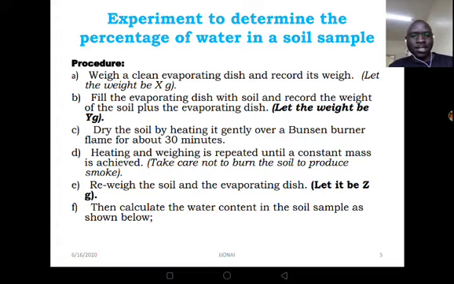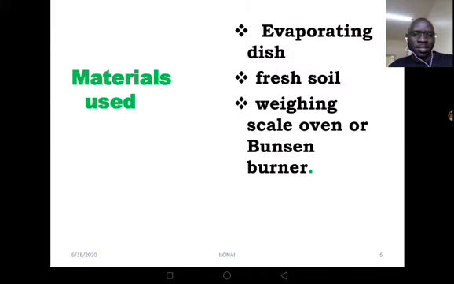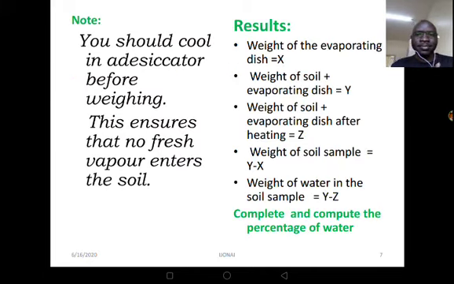Then after getting the three weights, we have the weight. The first one was the weight of the what? Of the evaporating dish alone. The second one was the weight of the evaporating dish with a fresh soil sample. Then the third one is the weight of the evaporating dish plus the dry soil sample. You have those three weights.